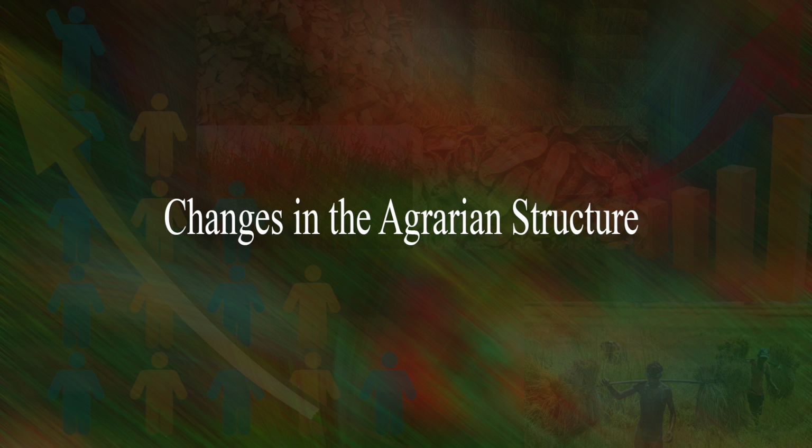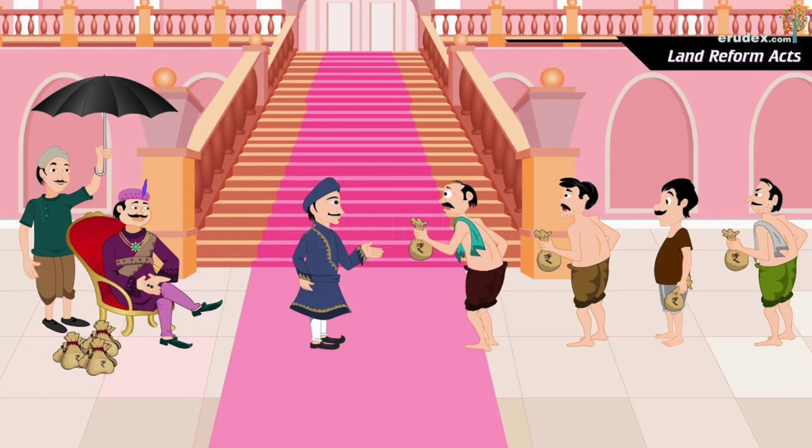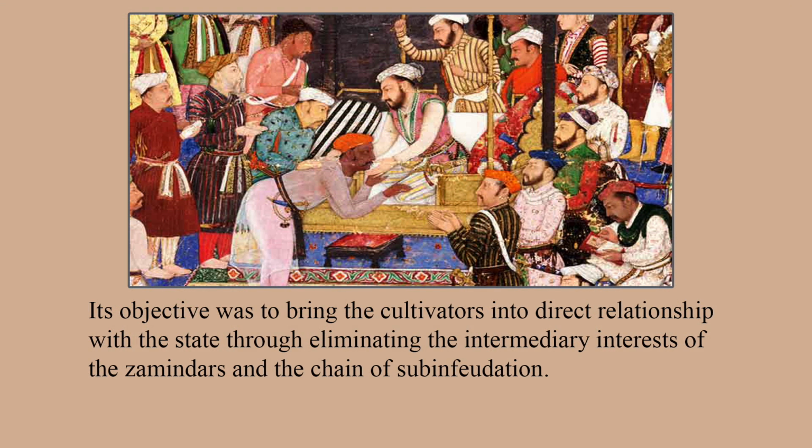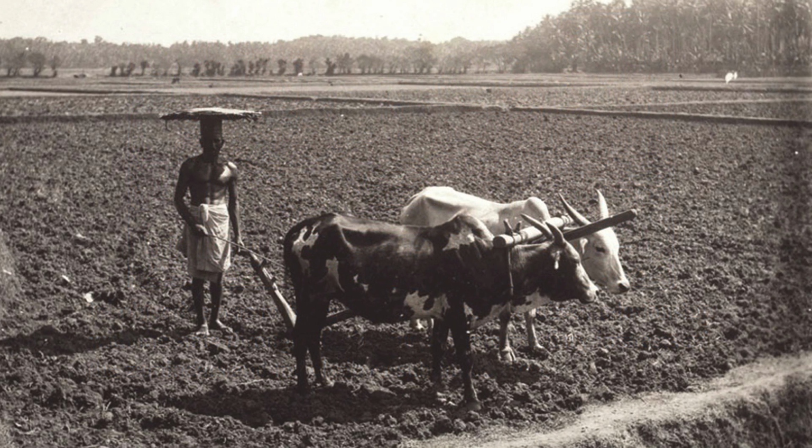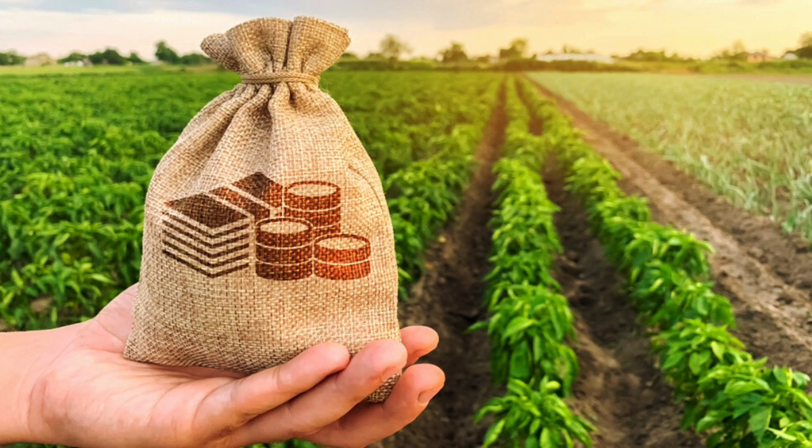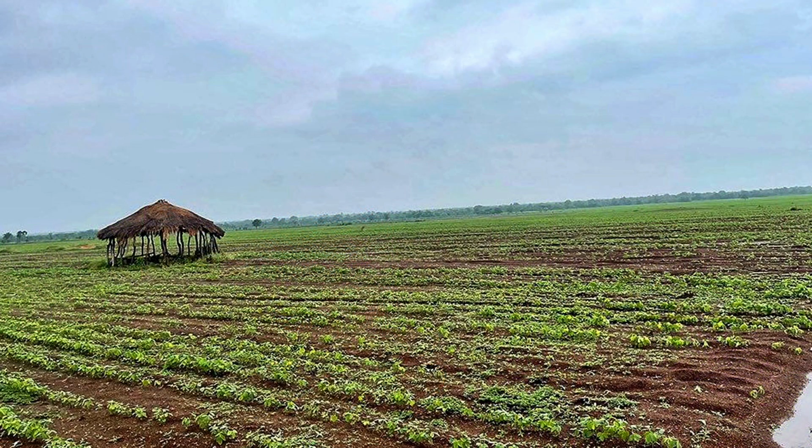So, now let us look at the changes in the agrarian structure. The first change is the abolition of the Zamindari system. Its objective was to bring the cultivators into direct relationship with the state through eliminating the intermediary interest of the zamindars and the chain of sub-infeudation. The intermediaries were allowed to retain their khudkasti, that is land for personal cultivation. The rest of the land was to be with the tenants, for which the zamindars were compensated by the revenue. This measure led to eviction of tenants on a large scale by the zamindars who claimed major portion of their land.